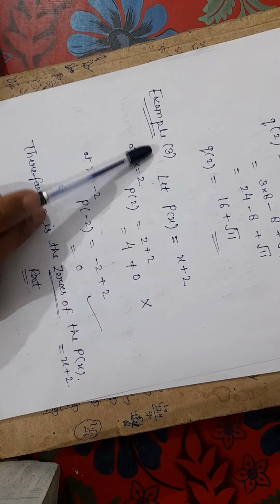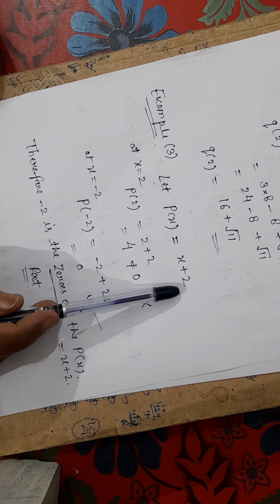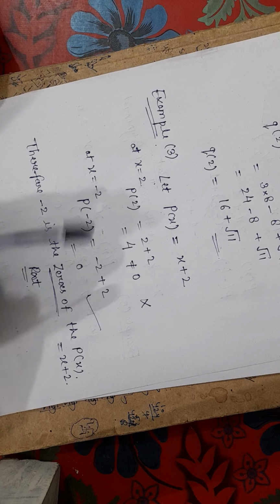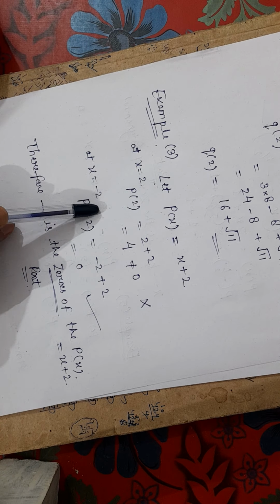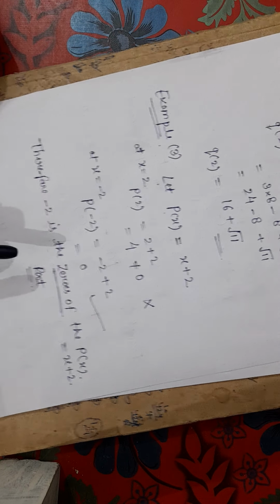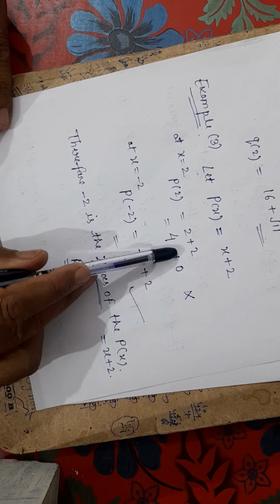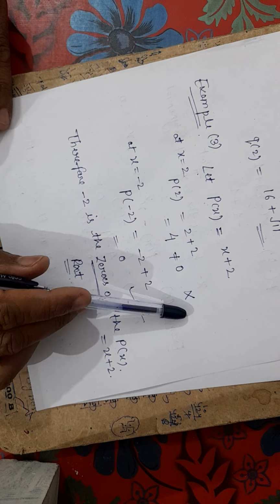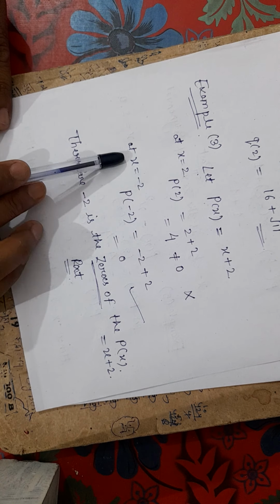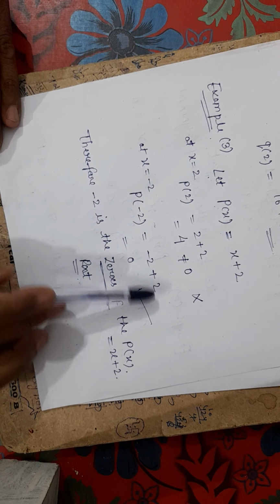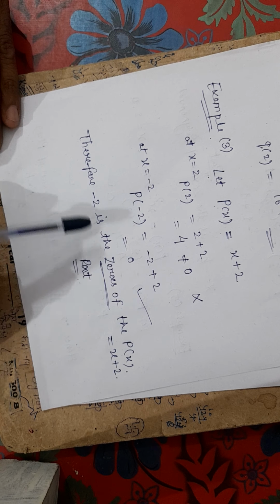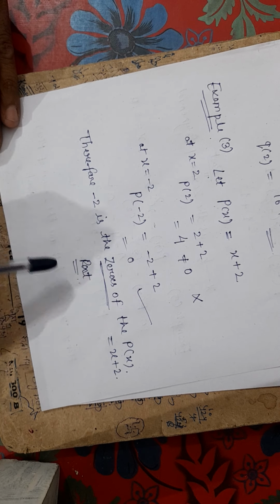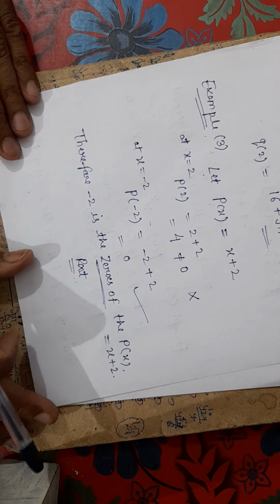In example number 3, the polynomial is x plus 2. We have to find the zero of the polynomial, at x equal to 2 or x equal to minus 2. Which one is the zero of the polynomial? For 2, the result is not equal to 0, so this is not the root of the polynomial. And for x equal to minus 2, the result is 0. So we can say minus 2 is the zero, or root, of the polynomial.